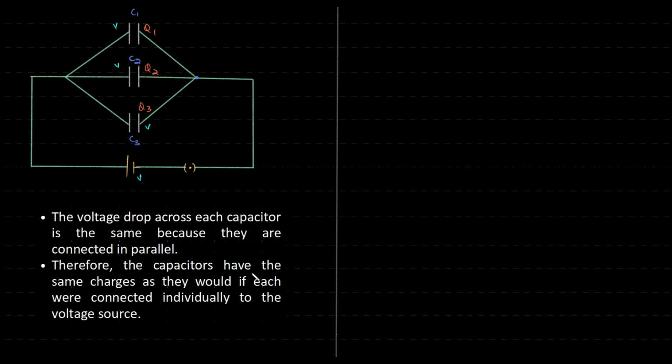Therefore each capacitor has the same voltage as it would if each were connected individually to the voltage source. The charges are not the same for all of them. Q1 is not equal to Q2, may not be equal to Q3. They need not be equal. Of course, they can be equal, but they need not be. So that's the funda. So what can we do over here? Think about it. What is the basis over here?